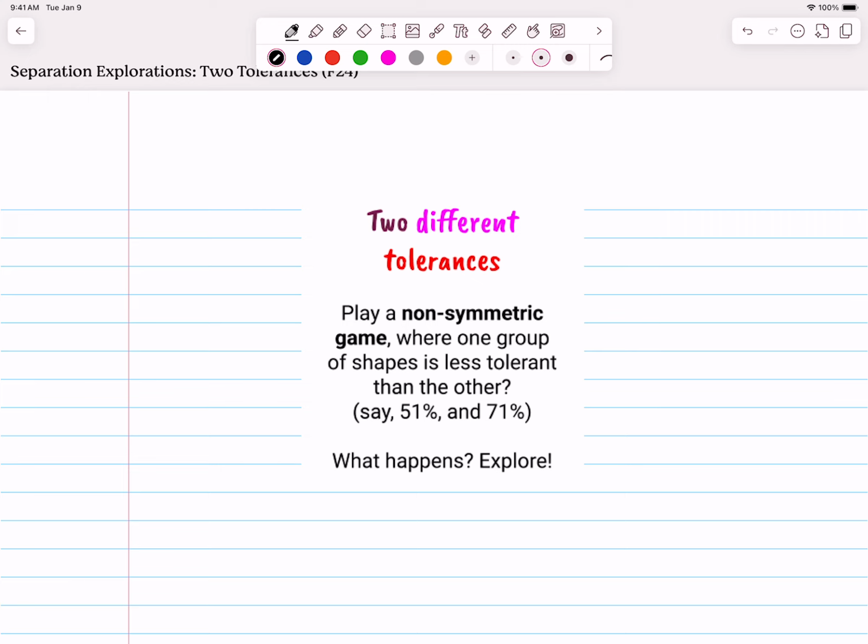Hey everyone, welcome to the last part of the separation explorations. In this part we're going to be talking about two different tolerances. This is when, for our two shapes, each shape has a different tolerance for when it's happy, a different happiness rule, so to speak. Again, you want to make sure to keep this open-ended and also think about how you can introduce high expectations for your students in these activities.